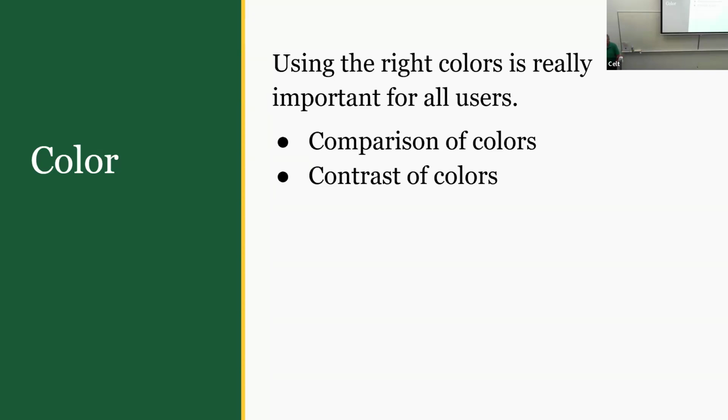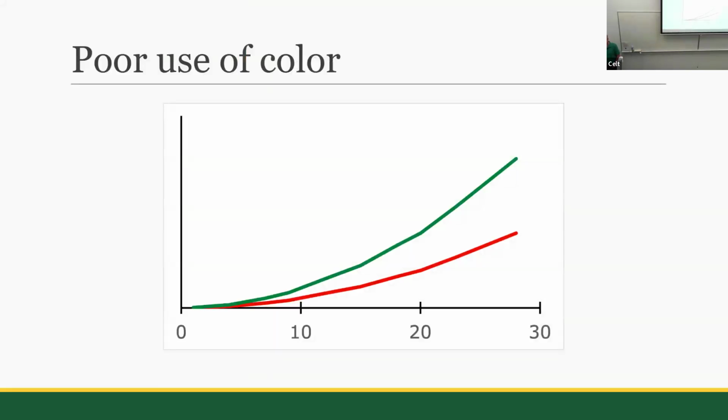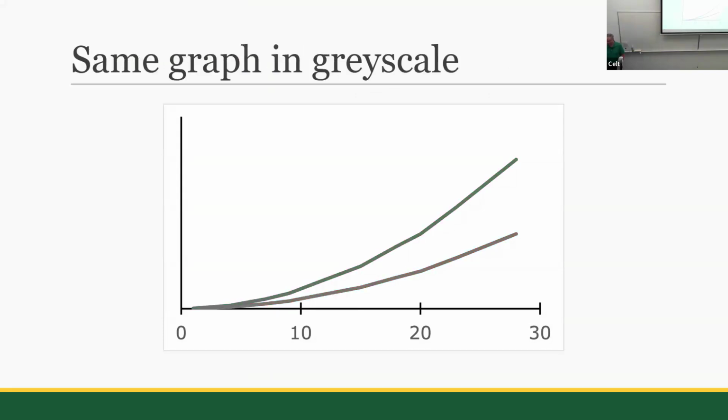But I want to show you a couple examples of what I would say is poor use of color. So here's a graph. I've got a green line and a red line. Now, for some users, they're not going to pick up the green and the red, and it's going to look like this. Sure, these two have slightly different shades of gray, maybe.